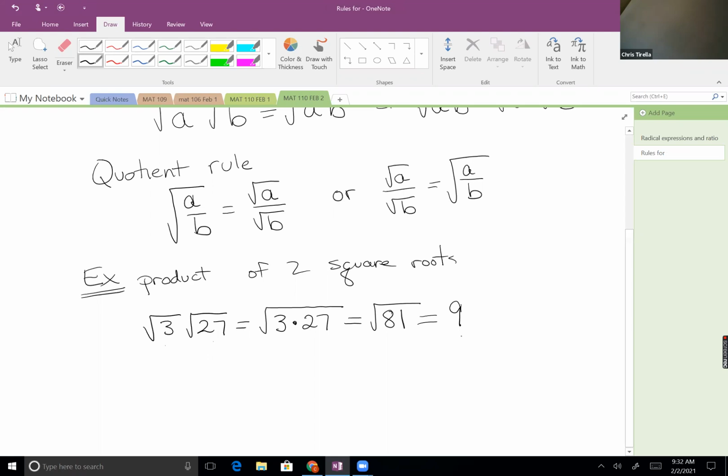answer. And sometimes if I'm taking the product of two radicals, and I can't take either root, if I take the product of the radicands, what's underneath, then I can take the root.